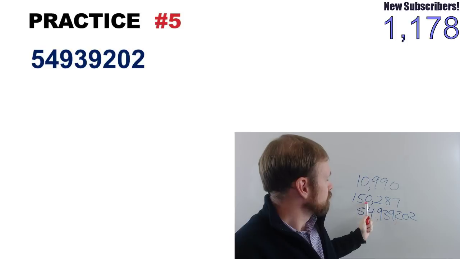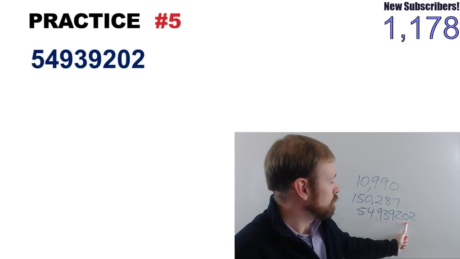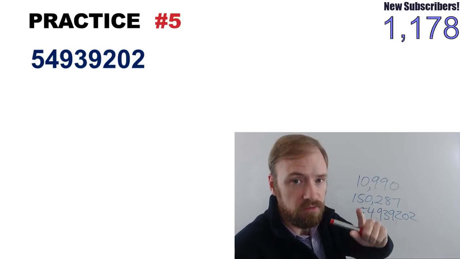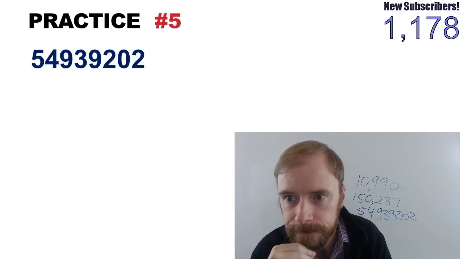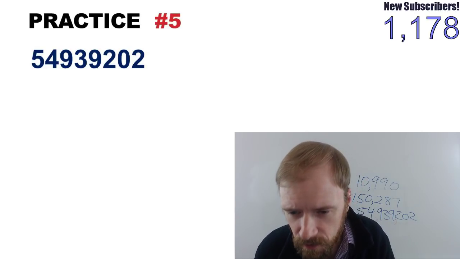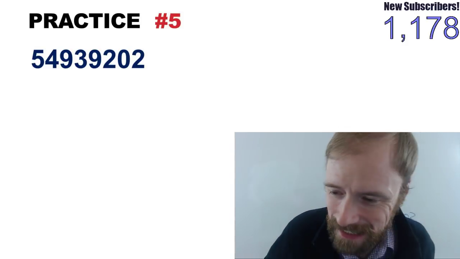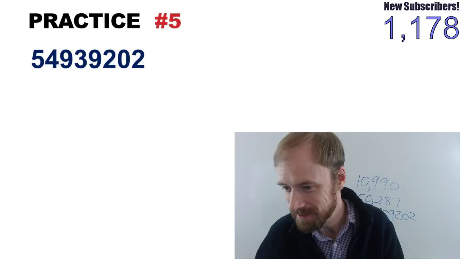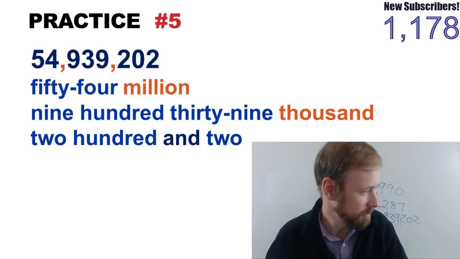10,990. 150,287. 54,939,202. So if you know the commas, you can get those numbers very easy. Yeah, 54,939,202. All right, we're going to have our listening test. Oh, there's the answer. I'm just going to set up the listening test.